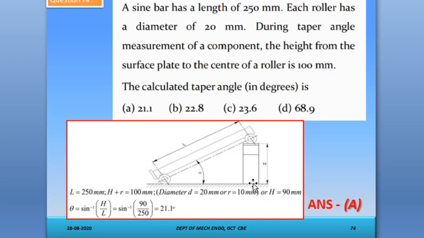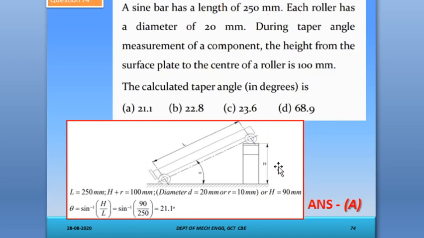The slip gauge, or gauge block, height is capital H. The height from the surface plate to the center of the roller is 100 mm. The taper angle is to be calculated. The 4 values are given. The center distance L is equal to 250 mm.